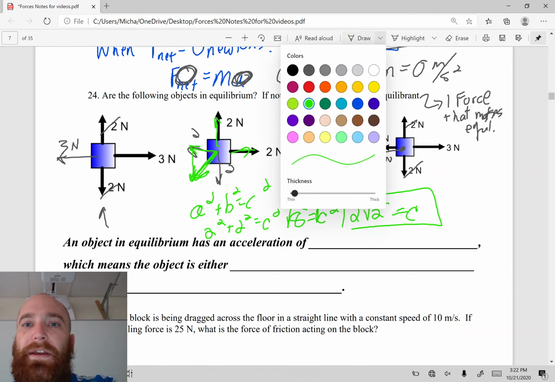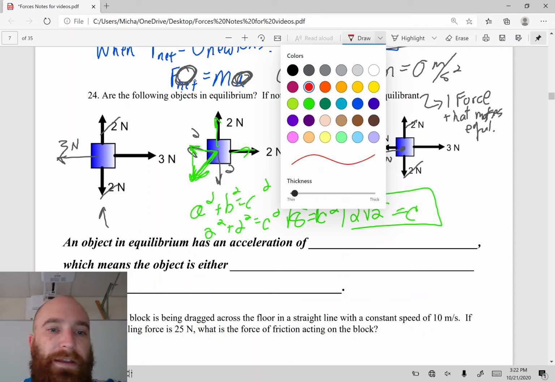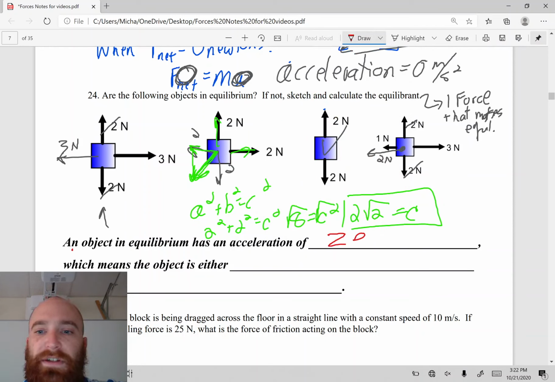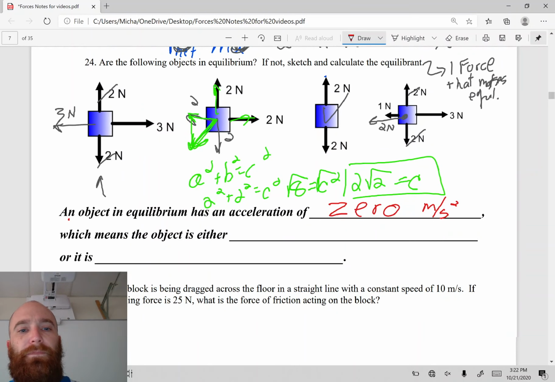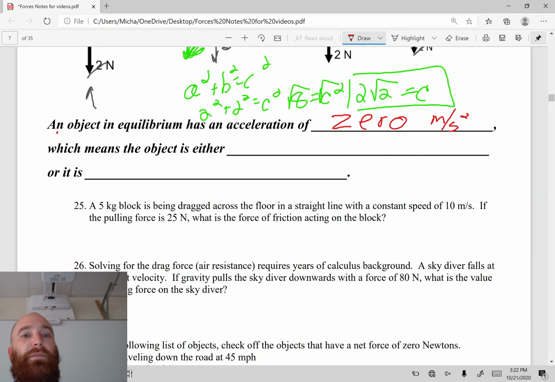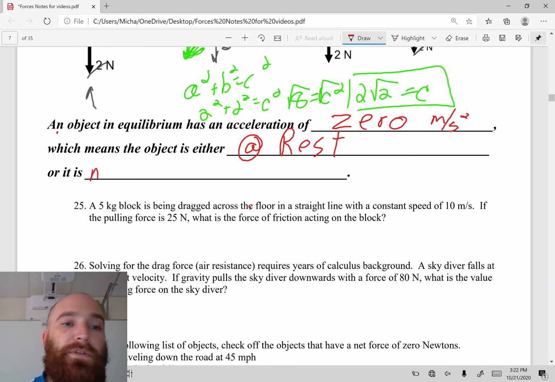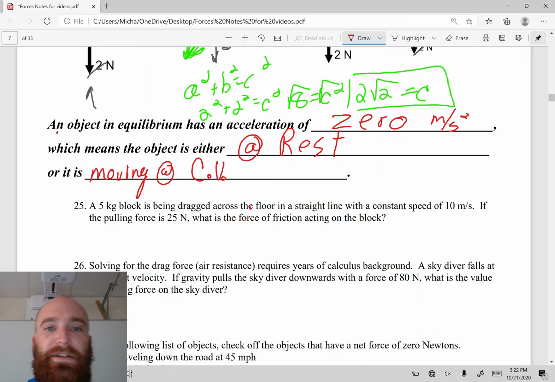So, talking about why we care what this object would be doing. Well, an object in equilibrium has an acceleration of 0. So what would the object be doing? Well, there's 2 possibilities. The object could be at rest. I think we all agree, right? An object at rest has no acceleration as long as it's remaining at rest. Or an object with 0 acceleration, it's possible it is moving. But if it's moving, it's moving at constant velocity.